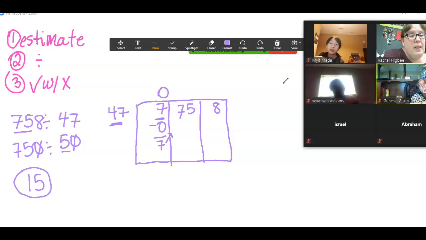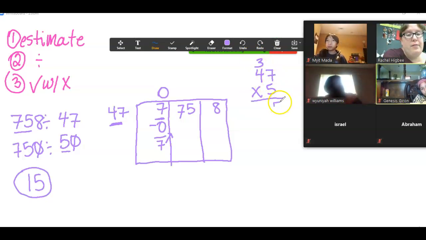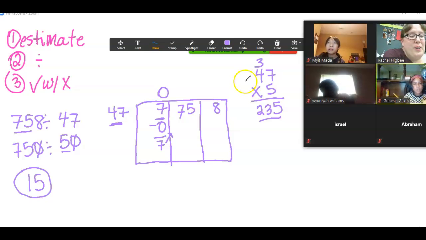Should I start guessing at like 100 groups? No. What should I start guessing at? 5 groups? Okay, I see it says 5. So let's do 47 times 5. All right, so 5 times 7, 35. 5 times 4, 20, plus 3. Oh my goodness, 235. I only want 75.